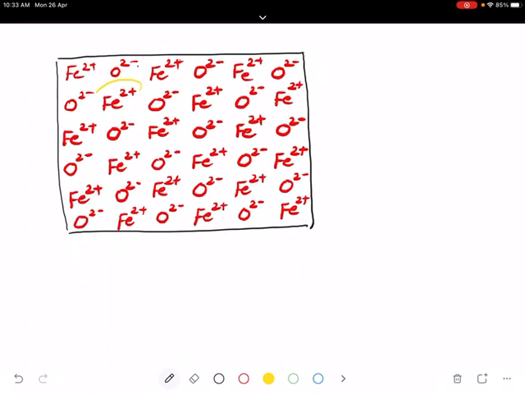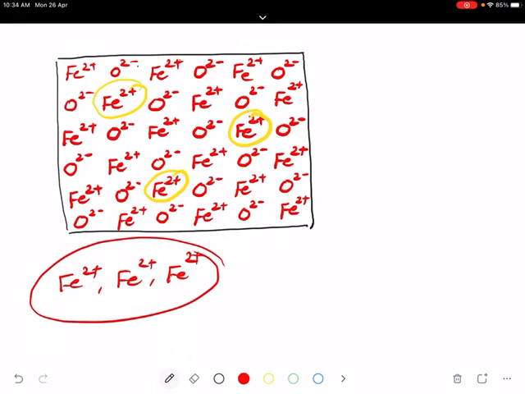Now, suppose this Fe2+ and this Fe2+ and this Fe2+, three Fe2+ are replaced. See, altogether plus 6. These are going to be replaced by Fe3+, one Fe3+, and here one Fe3+.